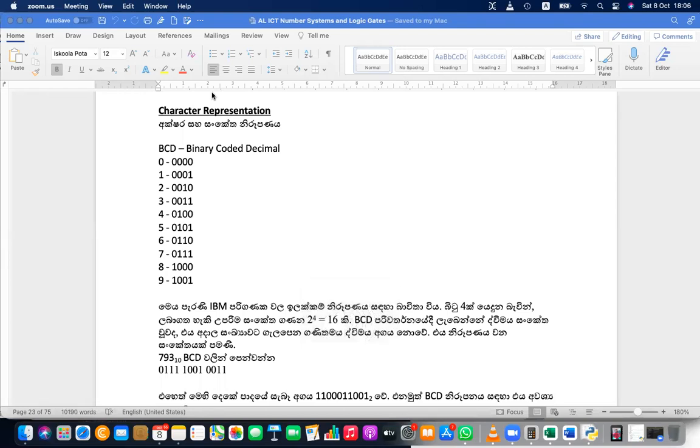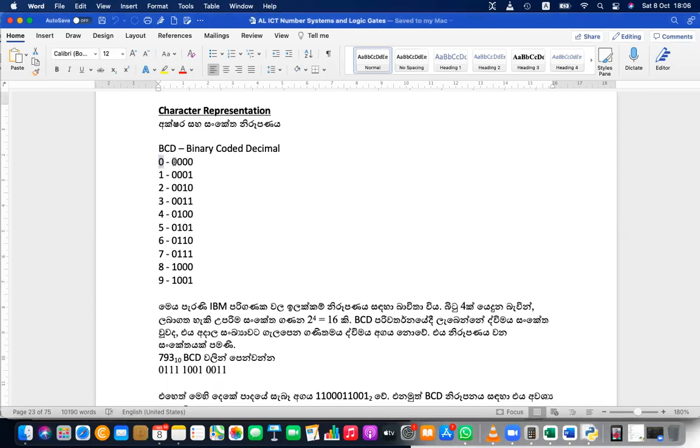And here in character representation, this is not about calculations. The calculation part is over in your syllabus. So related to the number system, you don't have any other calculations. Here in character representation, we are thinking about just a table, right? For each character, there is a represented binary. For each character, there is a matching binary.